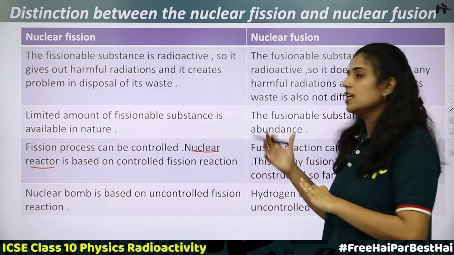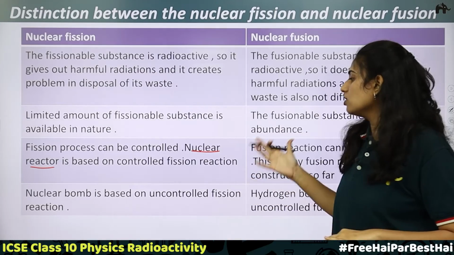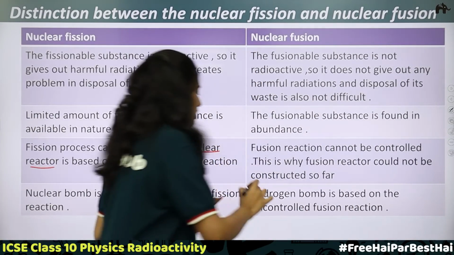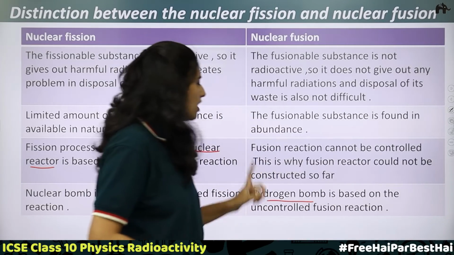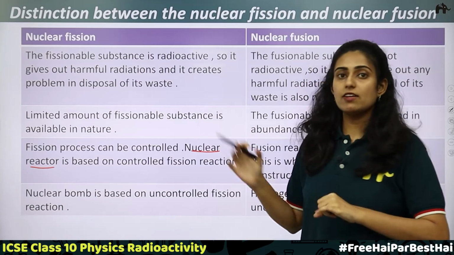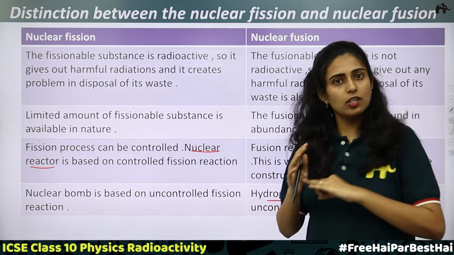Okay. Nuclear bomb. We have studied uncontrolled chain reaction. Uncontrolled chain reaction is the principle behind the nuclear bomb. So the nuclear bomb is based on uncontrolled fission reaction. What about the hydrogen bomb? The hydrogen bomb is based on the uncontrolled fusion reaction. Okay. So we have 8 points to differentiate between nuclear fission and nuclear fusion.